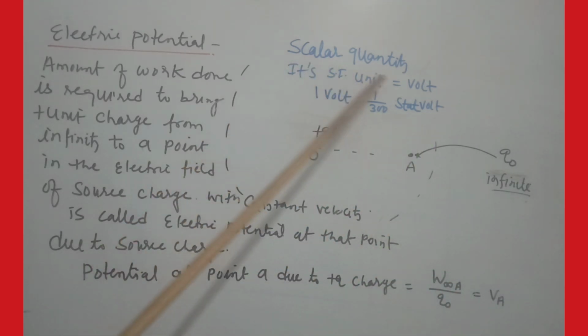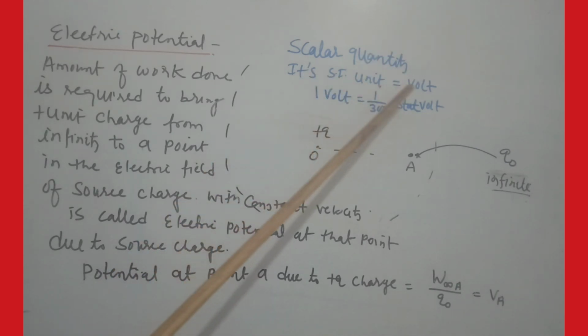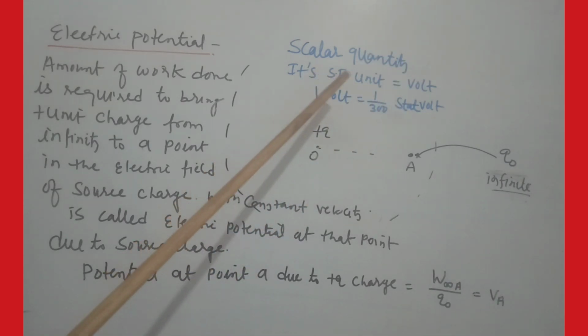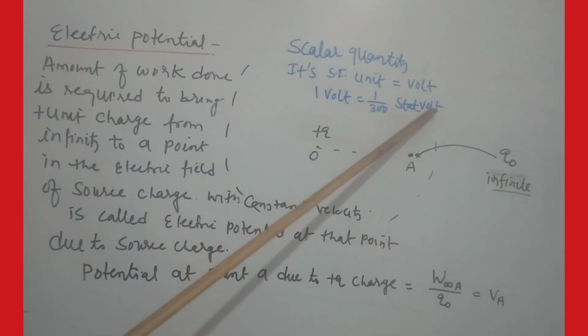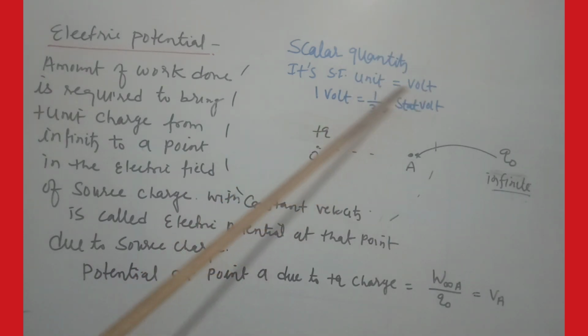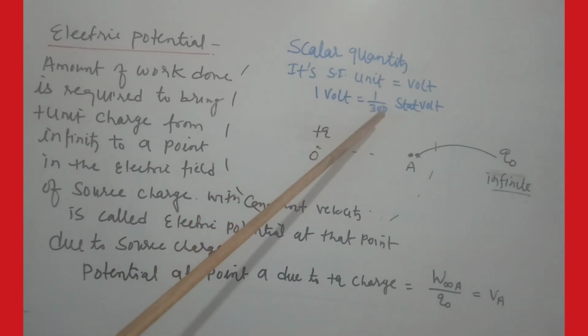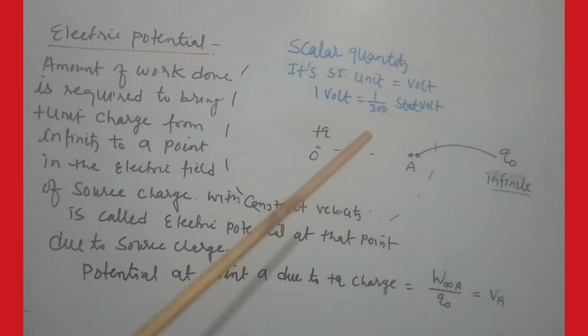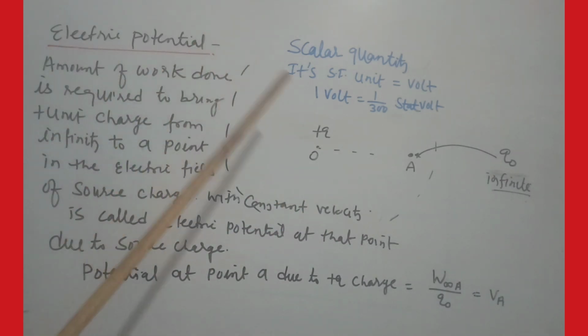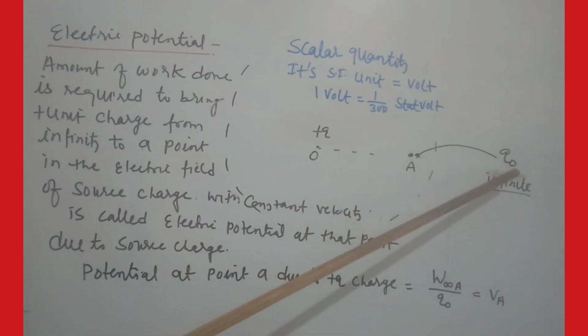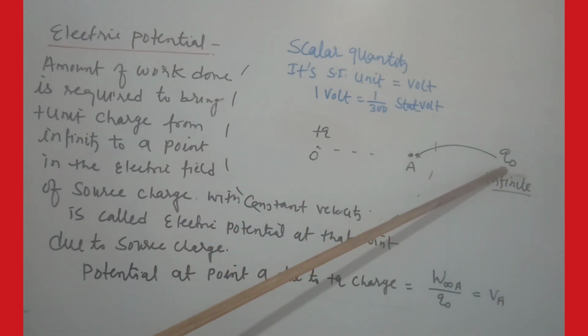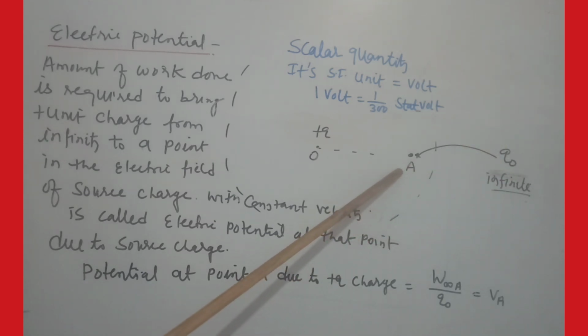Electric potential is a scalar quantity and its SI unit is volt and its CGS unit is stat volt, and the relation between these two units is 1 volt equal to 1 upon 300 stat volt. Keep in mind, electric potential is a relative quantity. It means at this point we are taking potential 0, and at this point we are taking potential W infinity to A upon Q naught. So it's all for today's.